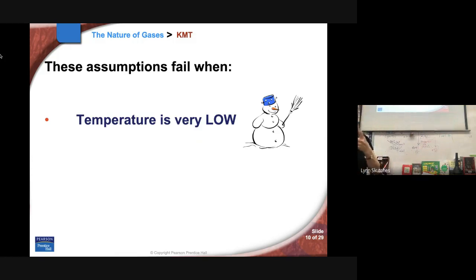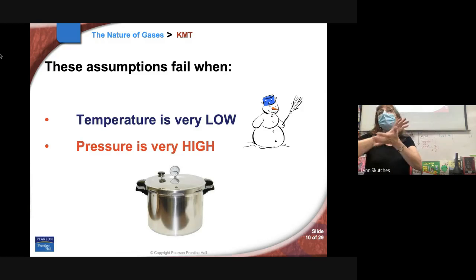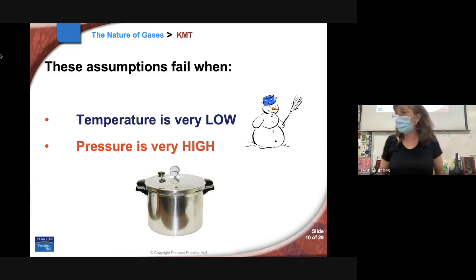So if it's really, really cold, I mean incomprehensibly cold, not just the freezing point of water cold, but 273 degrees below zero, that's absolute zero. Or super high pressure. If you squish, that's another concept that people don't really get about gases.